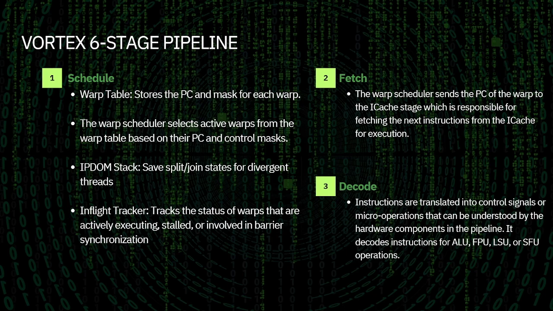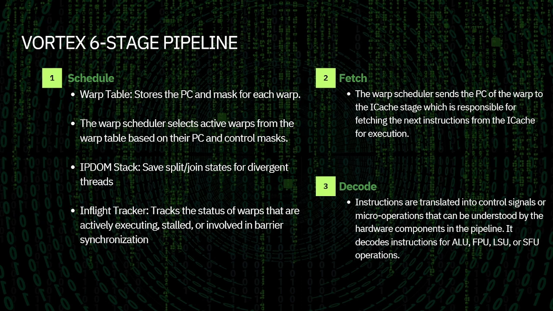السبيشال ستيج جواها الورب تيبل، ده بيستور البروجرام كاونتر والماسك اوف each ورب. والورب سكادجولر ده بيسلكت active verbs from the verb table. ال IBDOM stat save, split, join states for divergent threads. And flight tracker tracks the status of verbs that are actively executing or involved in parallel synchronization.